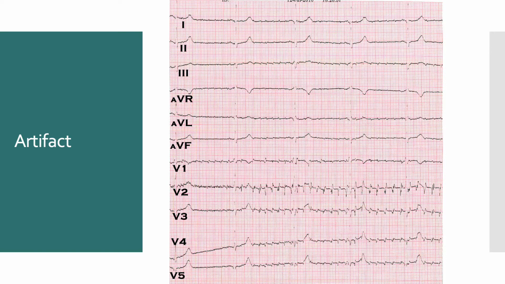This is an example of a tracing with noise that was marked as atrial flutter. As you can see, we can see these high-frequency signals in some of the precordial leads, but when you look at the other leads, it's clear that there's QRSs that are marching right through this noise.